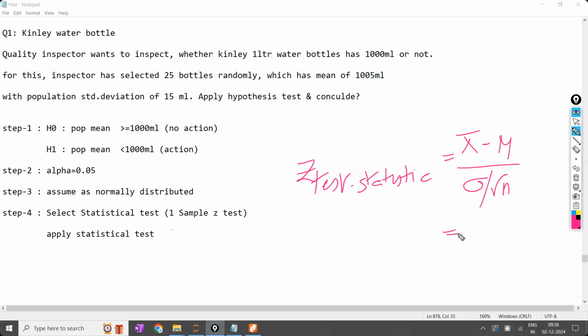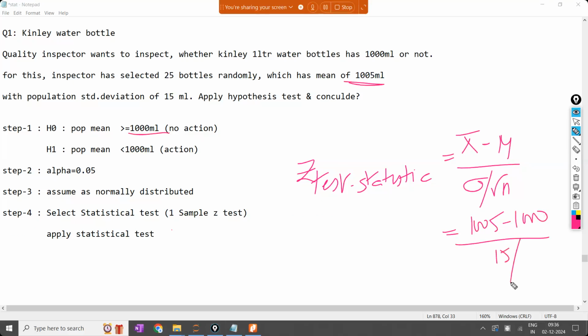So x bar, what is the x bar value? This is the x bar value, 1005. And what is the mu value? 1000. And what is the standard deviation? 15. Total number of samples, 25. And what is the value you have got? 1.667. Up to 2 decimals, if you have to take, 1.67. So this is called applying the statistical test.